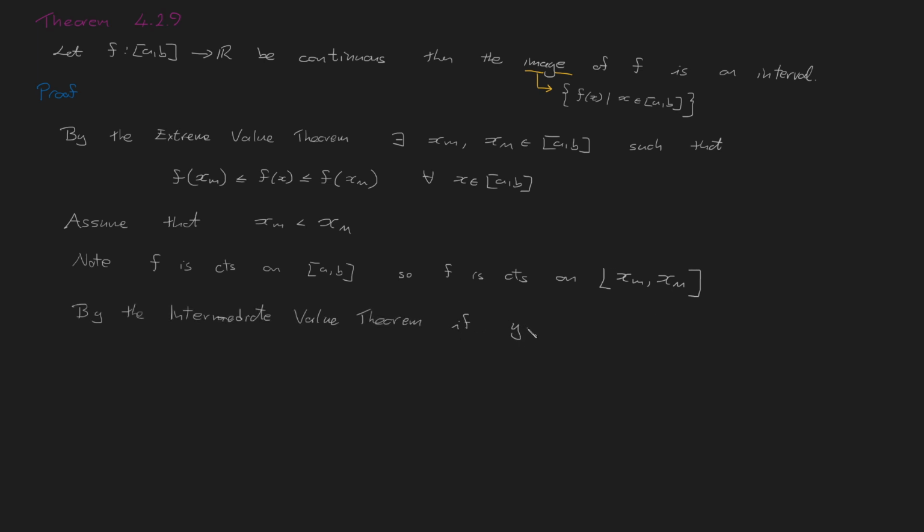So keeping notation consistent, if we take some y0 lying between those extreme values, then there exists some x0 lying in the domain. In this case it will be the smaller domain, although that is a subset of the larger domain between a and b, such that f of x0 is equal to y0. And so that completes the proof of 4.2.9, because that fleshes out the full interval for us.